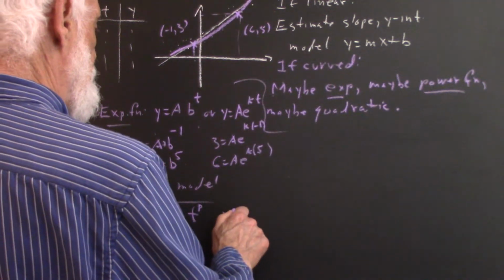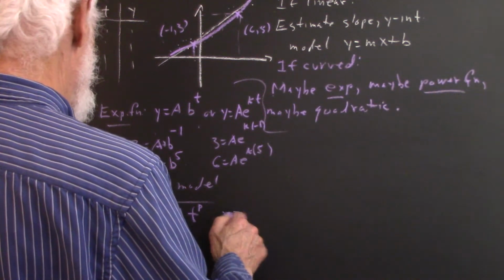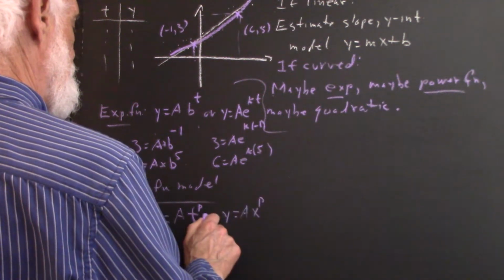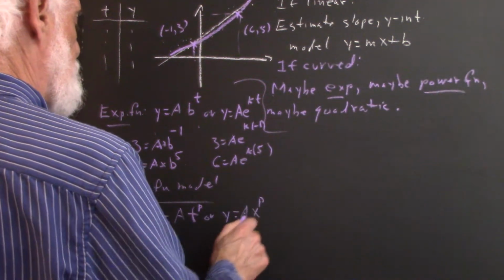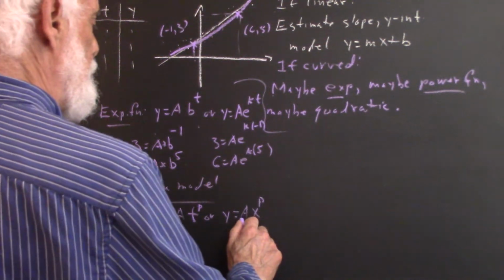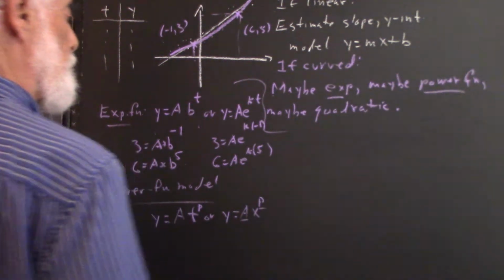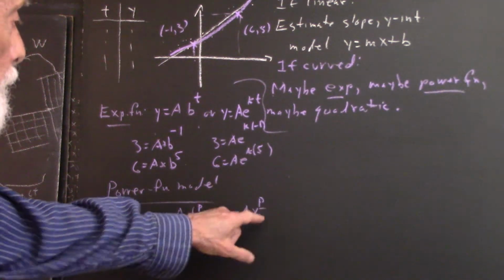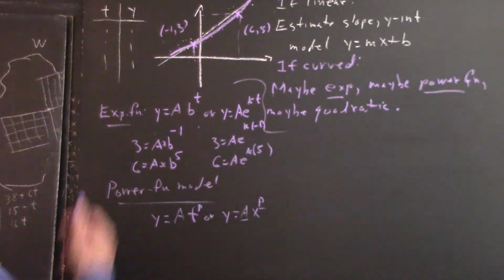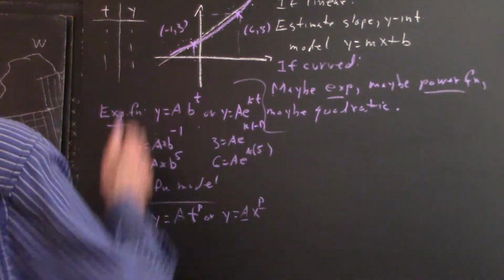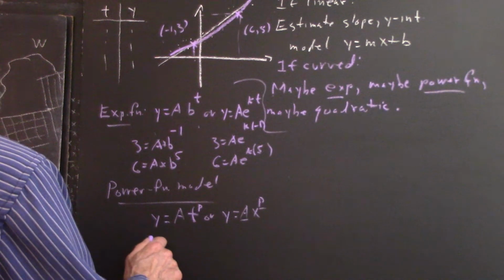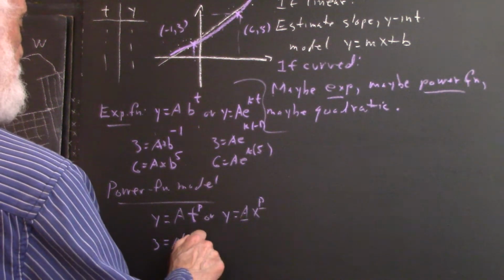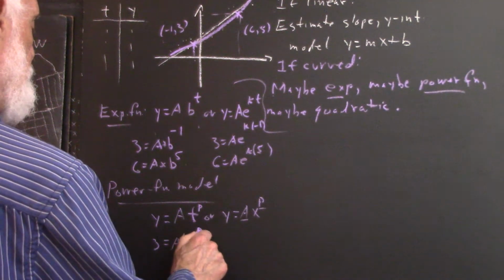Okay, well, then we could have y equals ax to the p. The point is that a and p are the parameters that we need to solve for. And we can solve for a and p either here or here by plugging in coordinates again. So from the first point, with t equals -1, y would be 3 equals a times -1 to the p.